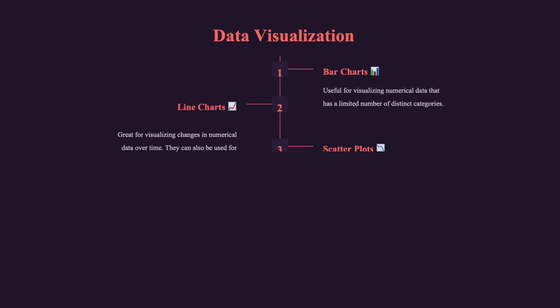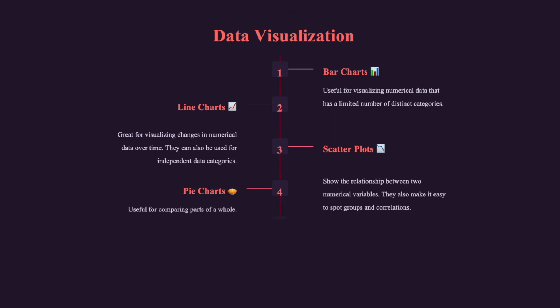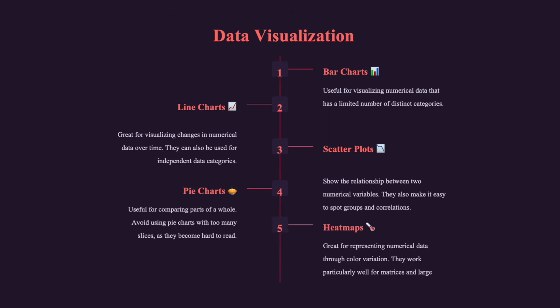Okay, now let's dive deep into some real data representation or visualization techniques. We'll explore each type of visualization. Some major types of graphs are bar charts, line charts, scatter plots, pie charts, and heat maps. In the image, you can clearly see them all. Now, let me explain them one by one.